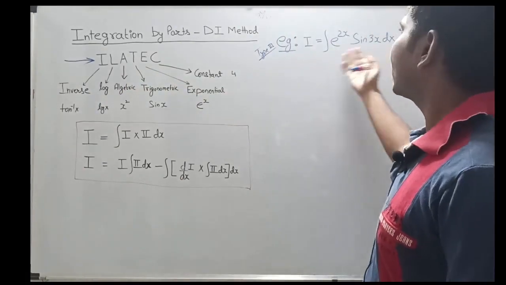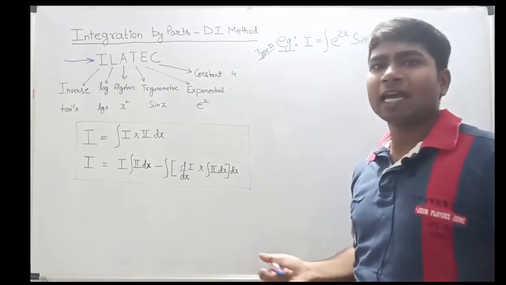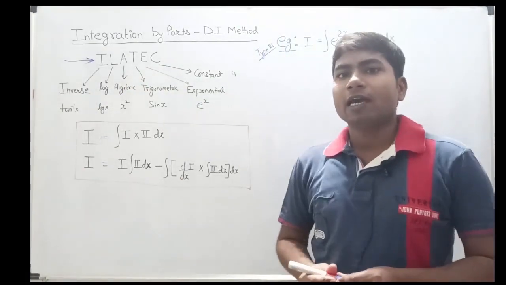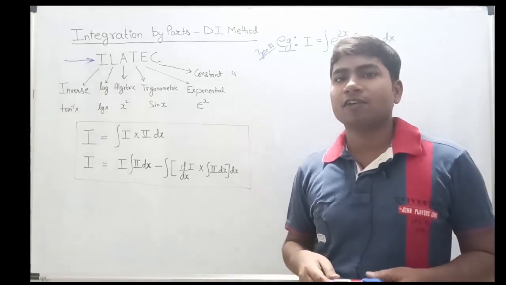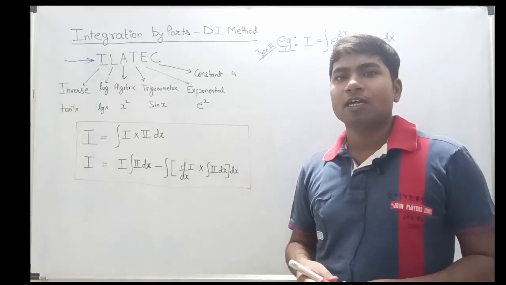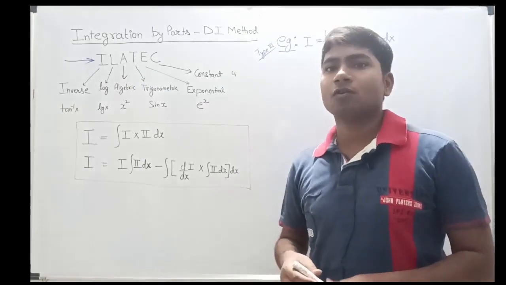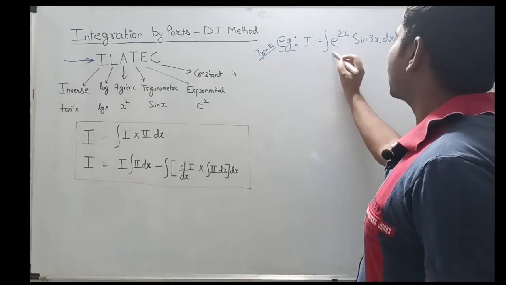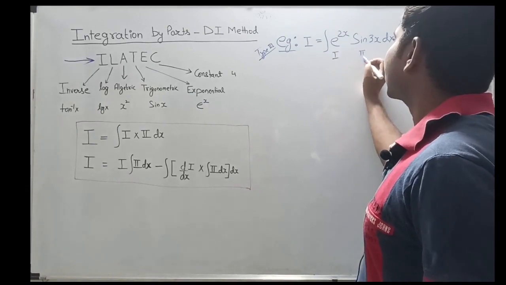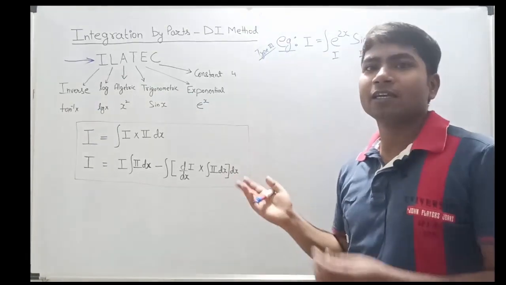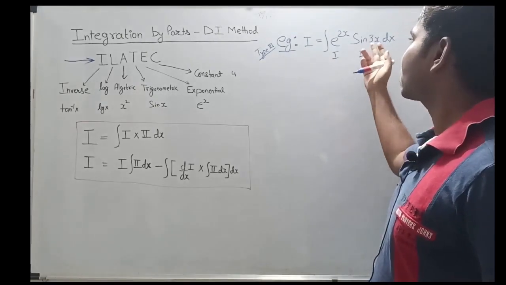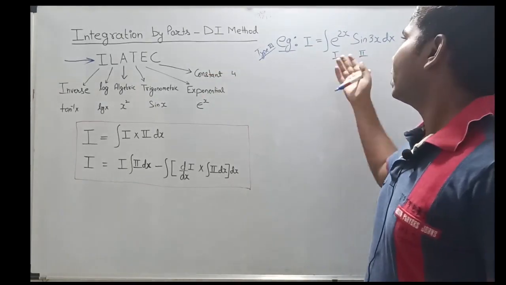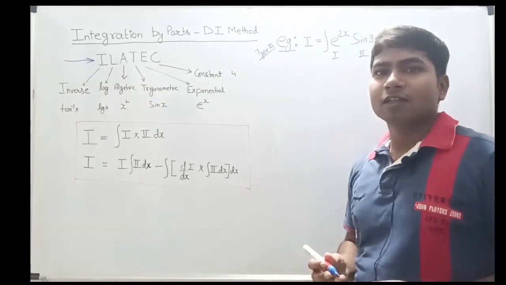But in this case, we can interchange the functions because we can choose any one of the functions, like sin 3x as the first function or e raised to power 2x as the first function. It doesn't matter at all. So in this case, we are choosing this as the first function and this as the second function. At home, you can try by reversing the functions: choose sin 3x as the first function as per our rule and e raised to power 2x as the second function. This will be your homework.